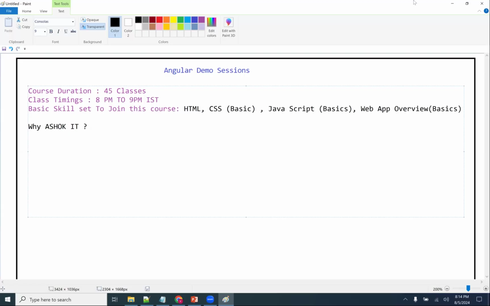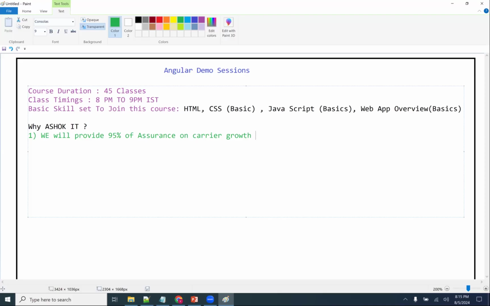The first point I want to say: we will provide 95% assurance on career growth. It's not that everyone who subscribes to this course and pays the course fees is going to get a job with 95% certainty. No.